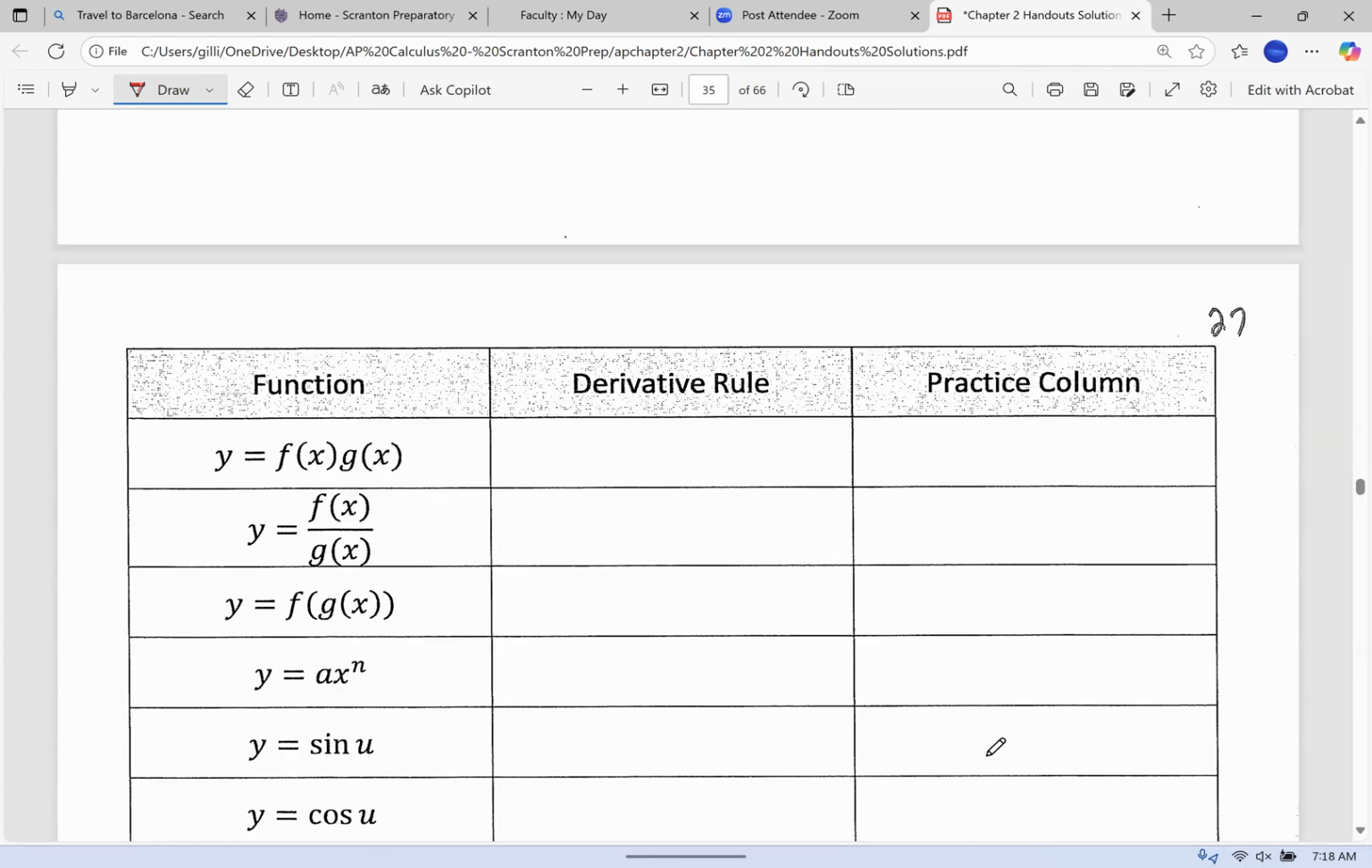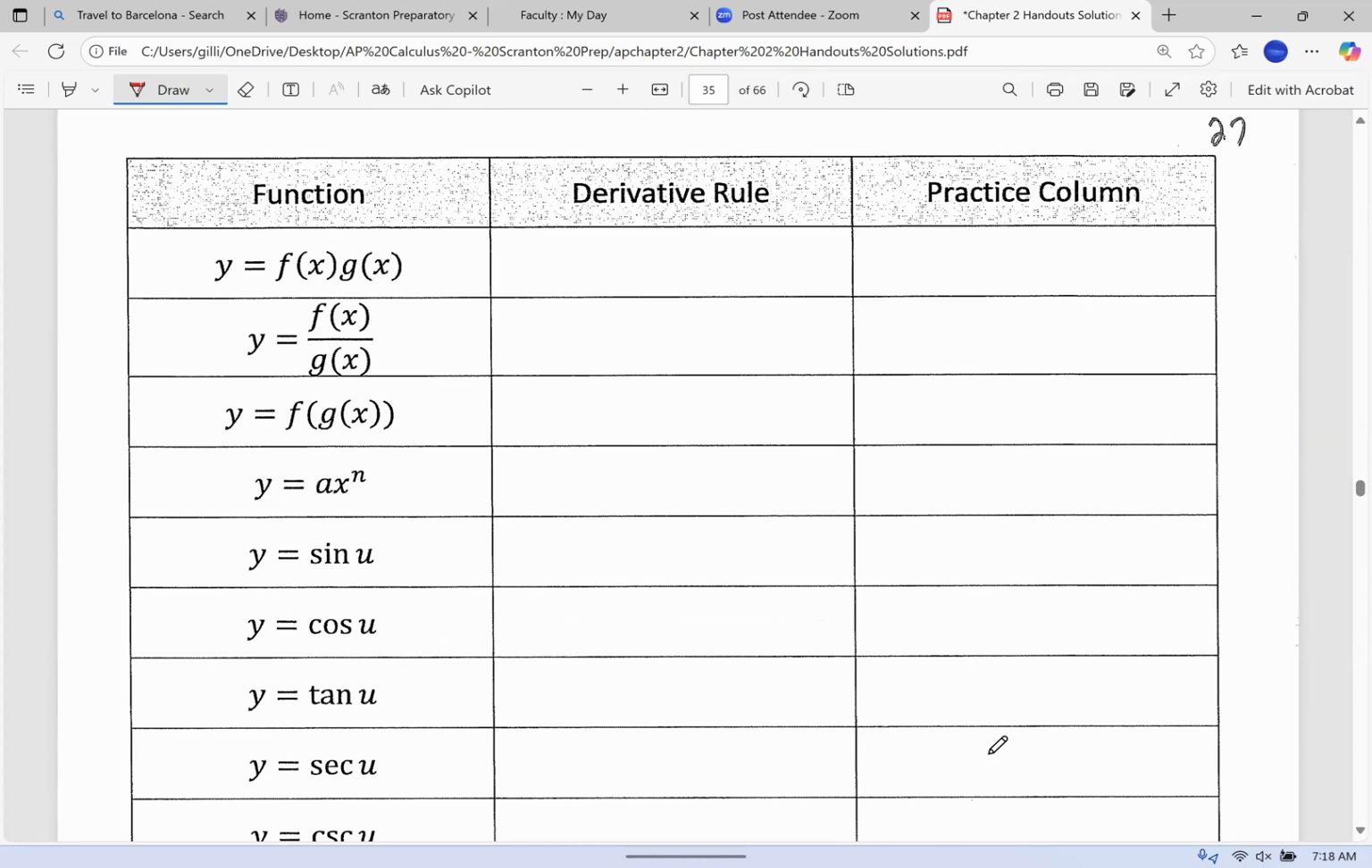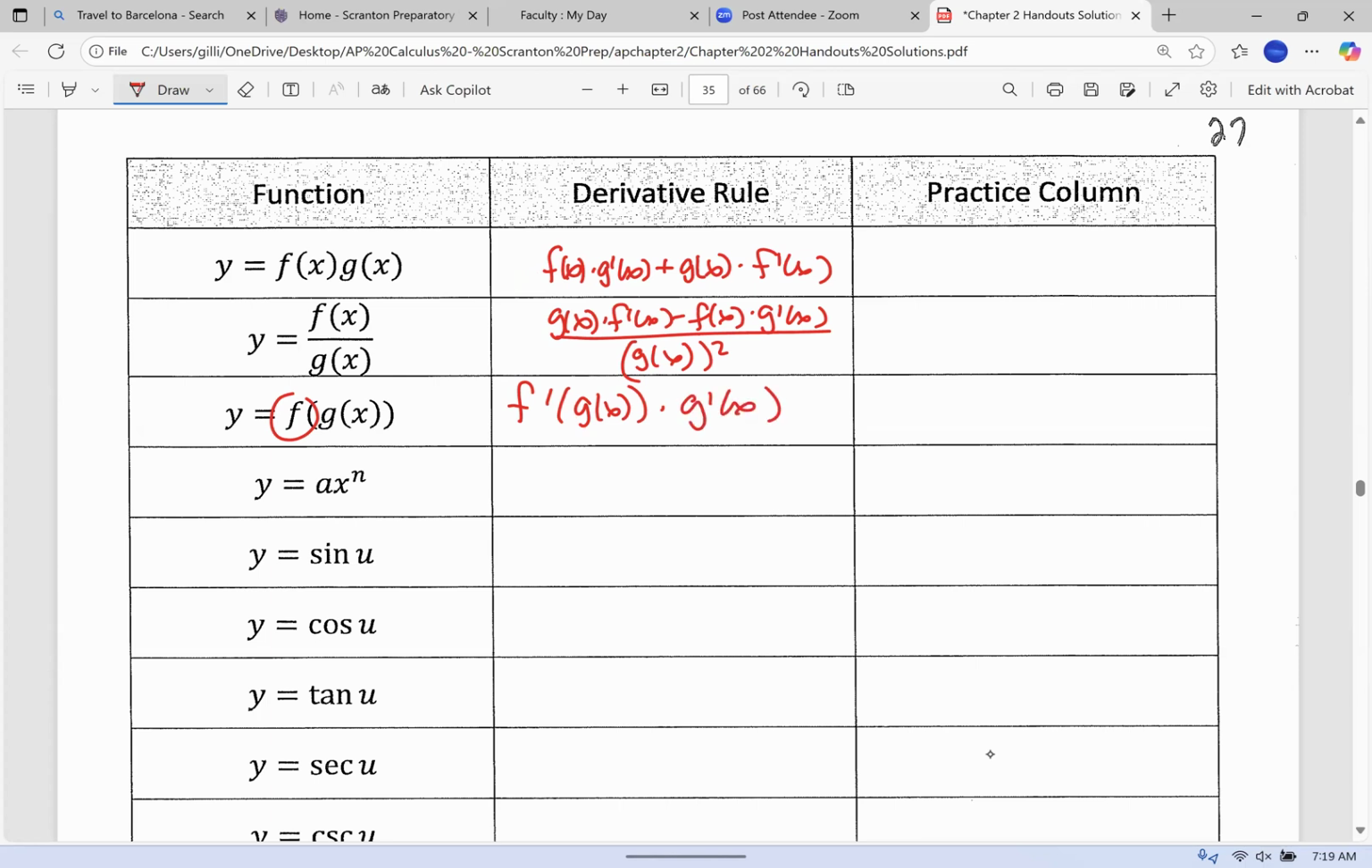And now for the summary of our derivative rules. Product rule. Y prime is the first times the derivative of the second plus the second times the derivative of the first. Y prime is the bottom times the derivative of the top minus the top times the derivative of the bottom, all over the bottom squared. Function within a function, the derivative of the outside is f prime, repeat the inside, and times it by the derivative of the inside.